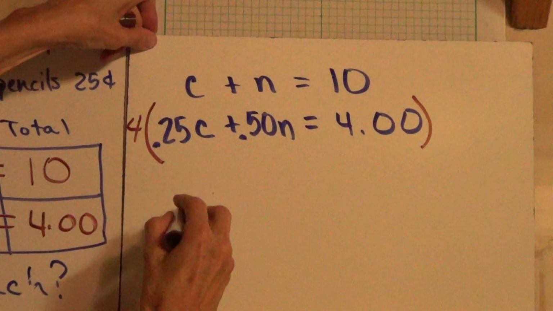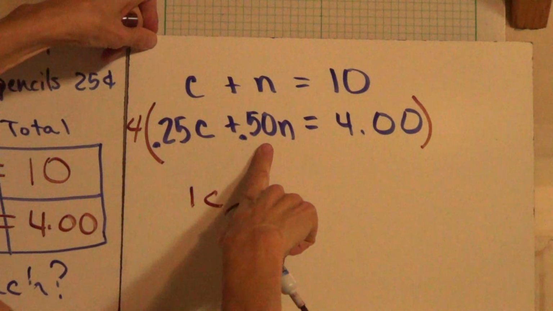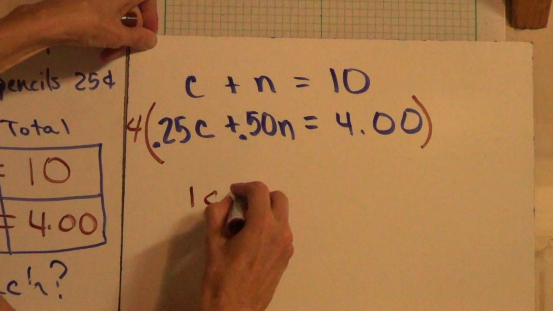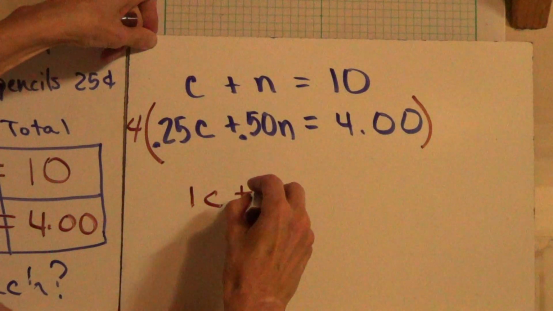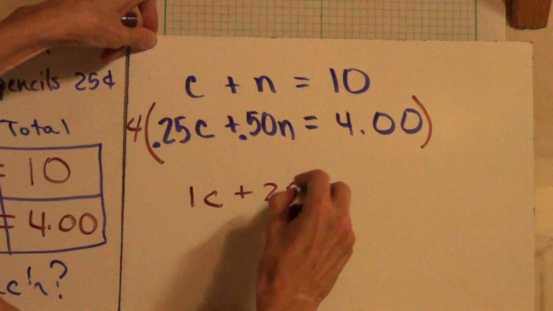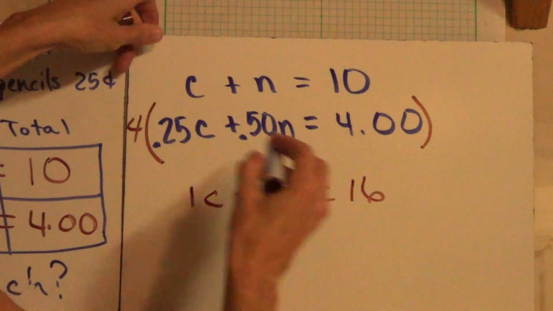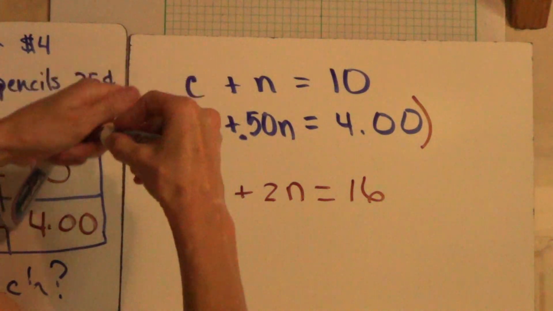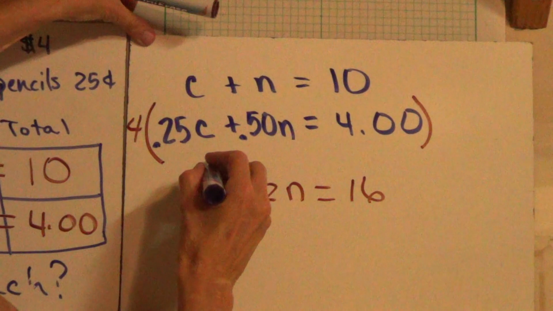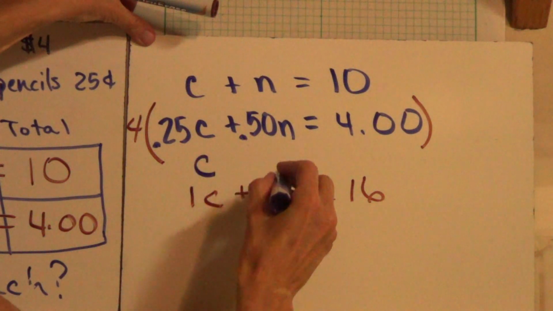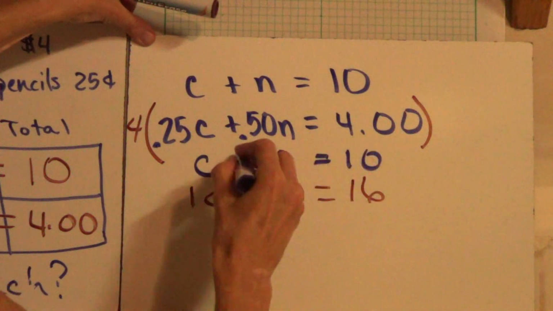4 quarters makes $1. 4 times 50 cents, well 50 is half a dollar. 50 more would be $1.50, and 50 more would be $2. And 4 times 4 is 16. Now I can bring my other equation down here. I'm just going to solve this system by adding them. So I have C, N, and 10.